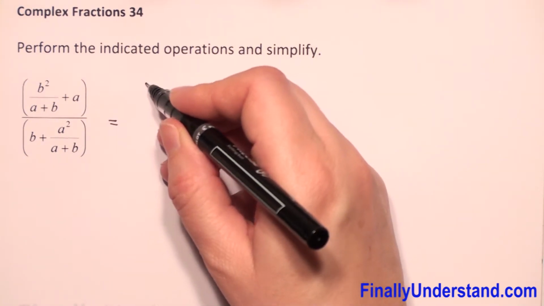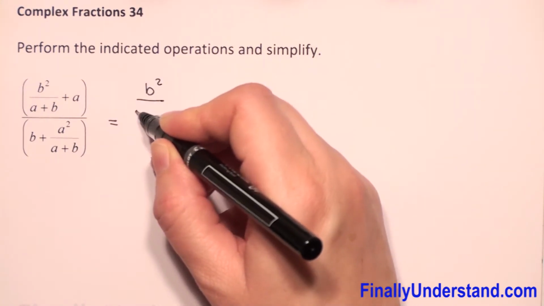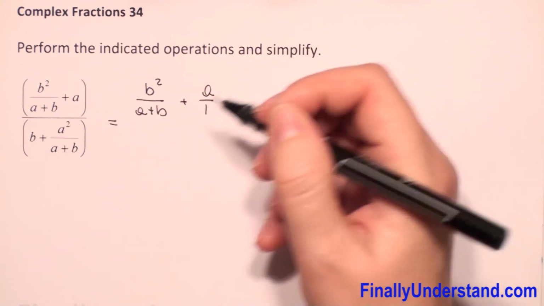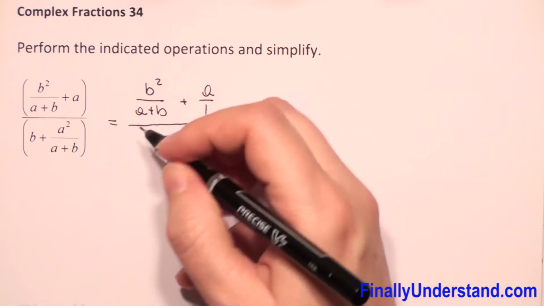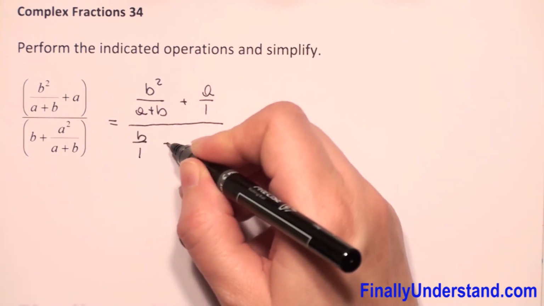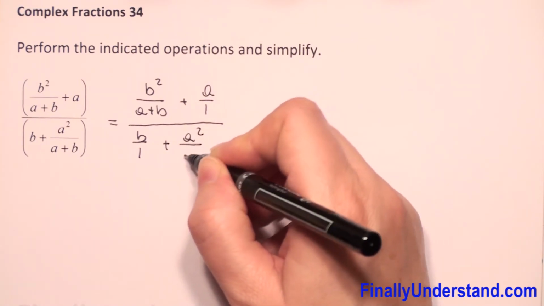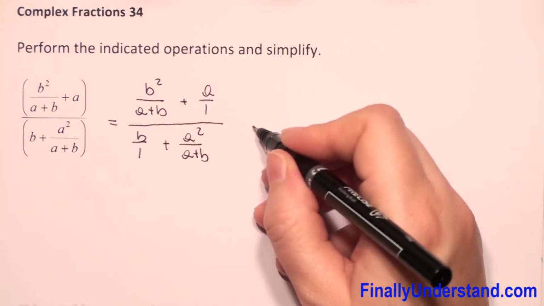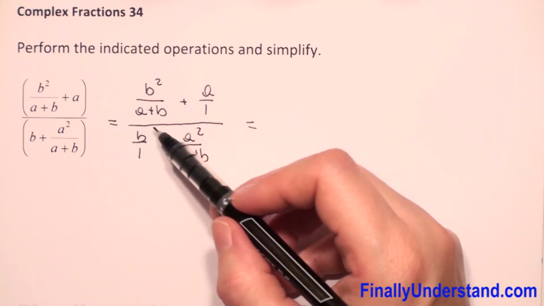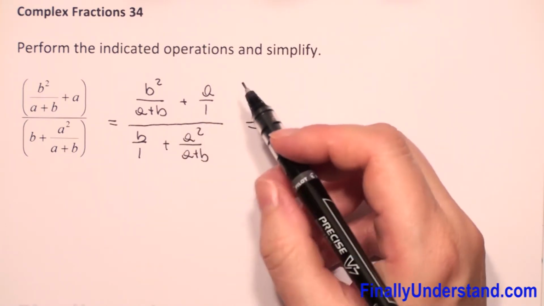Let me copy the first fraction. I can put a over 1, and the same I will do with b, which will be b over 1, plus a squared over a plus b. What next? We have fractions. We need to have the same denominator to add these two fractions.